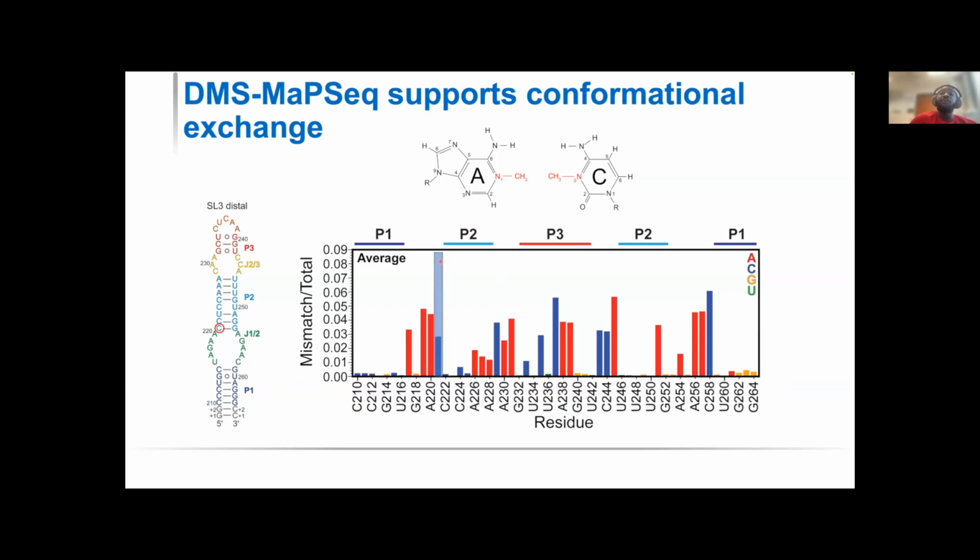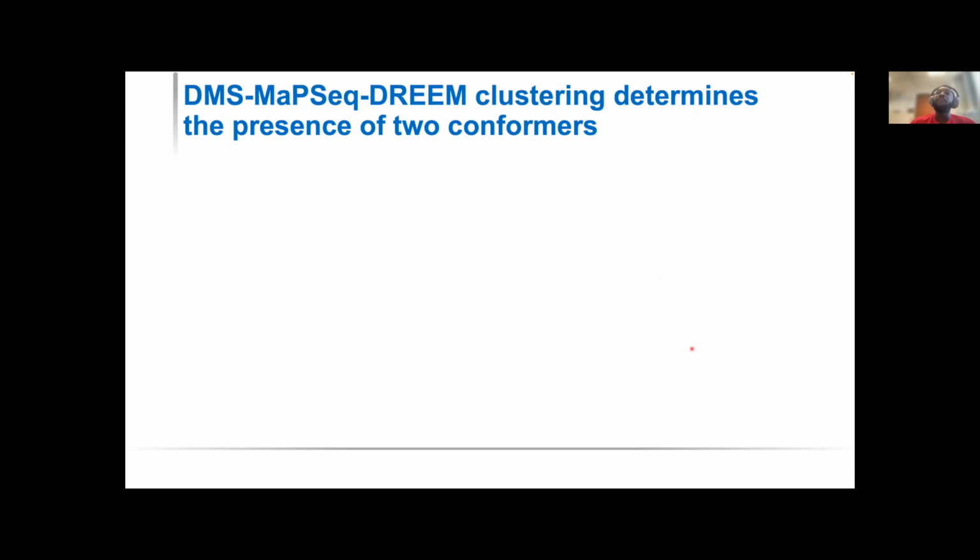From the DMS MaPseq, we found that this C, which is in a base pair, exhibited a moderate to high reactivity. Also these A's here, which are in a base pair, have a moderate reactivity. And this A here, which is also in a base pair, also showed a moderate reactivity. So this was an indication that the DMS MaPseq data wasn't just consistent with one secondary structure, but instead is also showing conformational exchange.